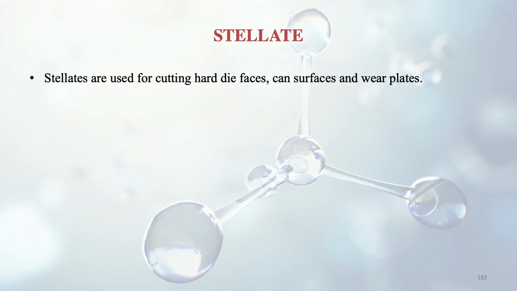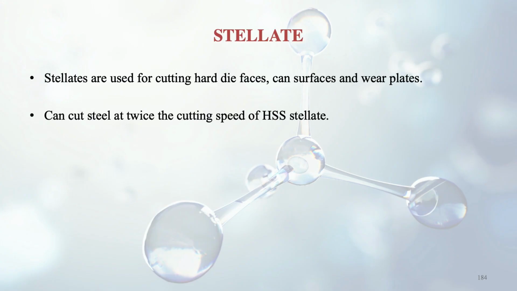So applications of these stellites are in cutting hard die faces, can surfaces and wear plates. So these can be used for cutting dies even, and these can cut steel at twice the cutting speed of high speed steel. So you can see how the non-ferrous materials are even getting better than the ferrous ones. They are better than high speed steel. They can cut at twice the speed.